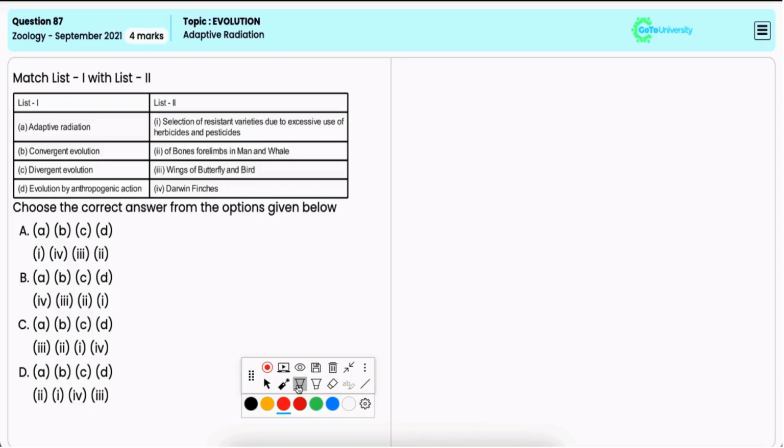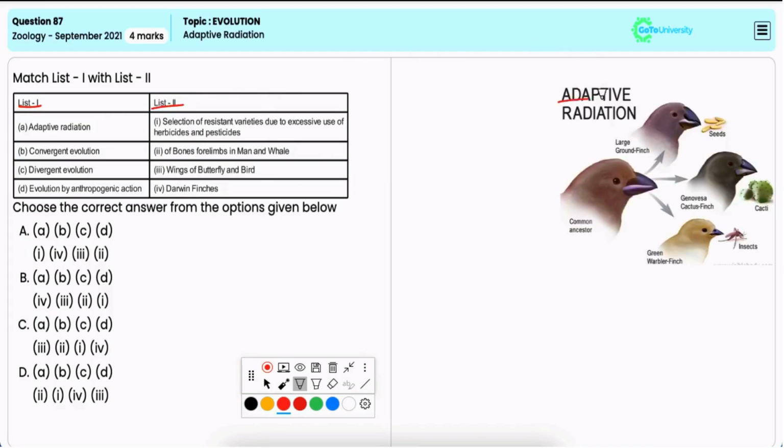In this question, you have to match the components given in list 1 with that of list 2. Now, adaptive radiation depicts the evolutionary divergence of distinct species within a specific geographical locale, starting from a single point and extending outward to various geographic regions, as evident from the example of Darwin's finches. Thus, A matches with 4.